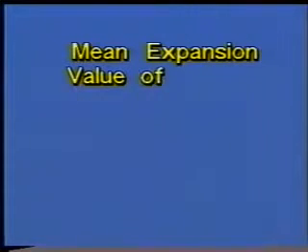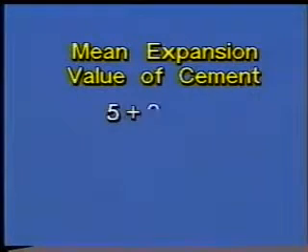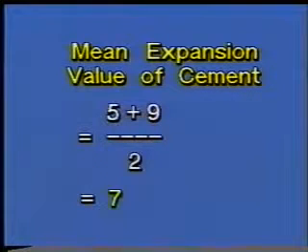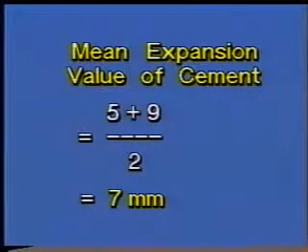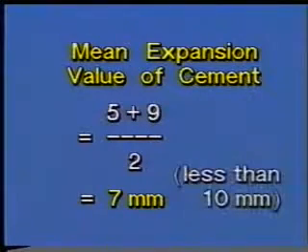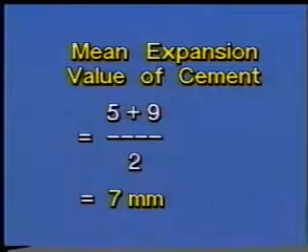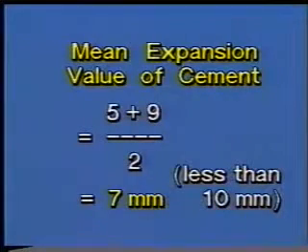Mean expansion value of cement can be calculated as 5 plus 9 divided by 2, which is equal to 7 millimeter. Since the value obtained is less than 10 millimeter, thereby satisfying the codal requirements, the cement is said to be sound.